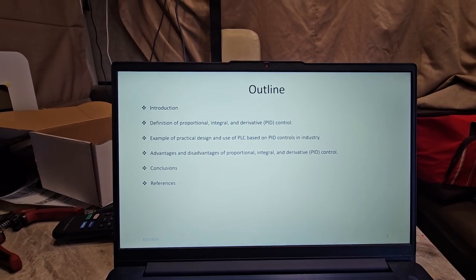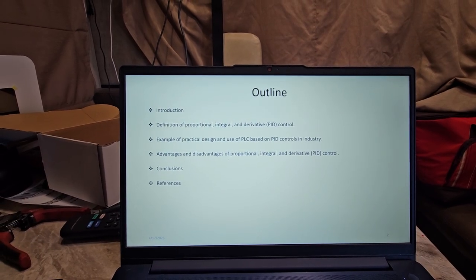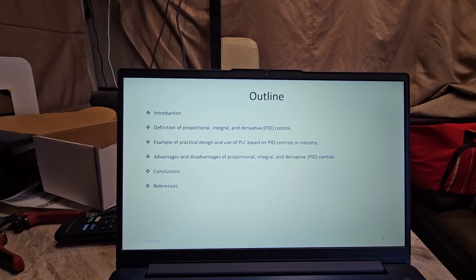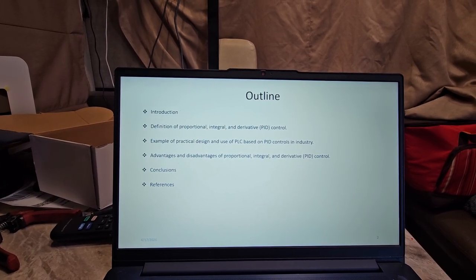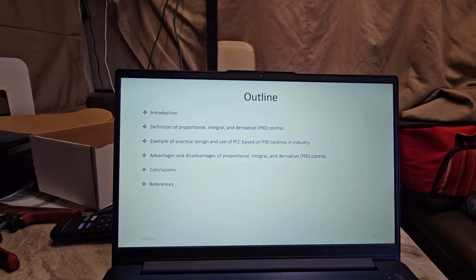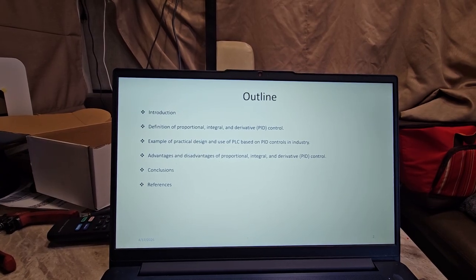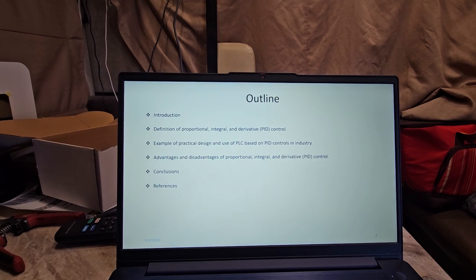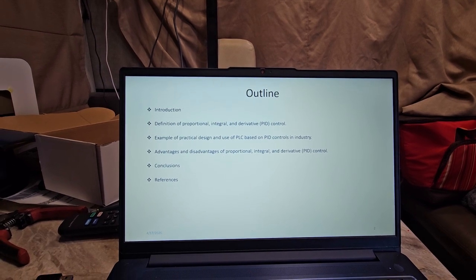In the outline we're going to cover the introduction, definition of proportional, integral, and derivative PID controls, examples of practical design and the use of PLC based on the PID controls in the industry, advantages and disadvantages of proportional, integral, and derivative PID controls. We'll cover up with the conclusion, and then I'll list my references as well.